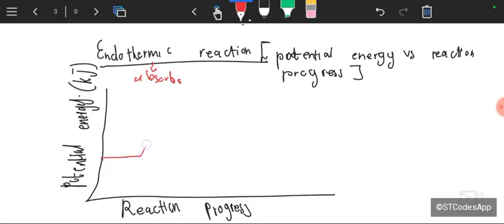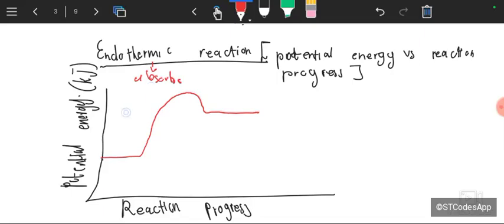Then something happens. It absorbs energy, and absorbs energy, and keeps absorbing. Eventually, it can't absorb anymore. It's full, and then it stays stable again. That is exactly what happens in an endothermic reaction.